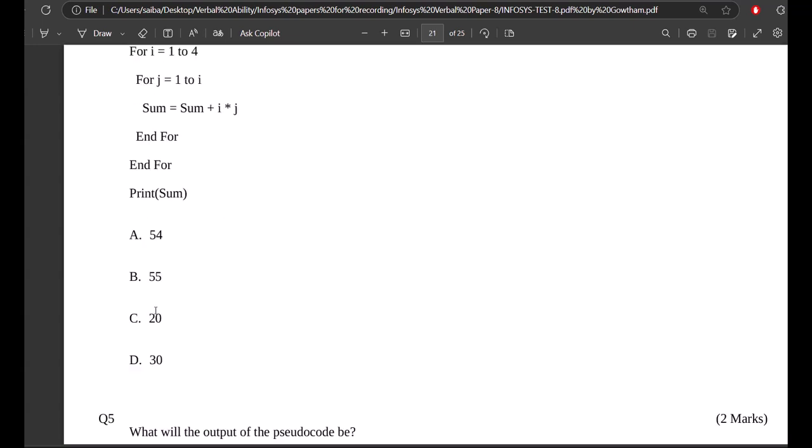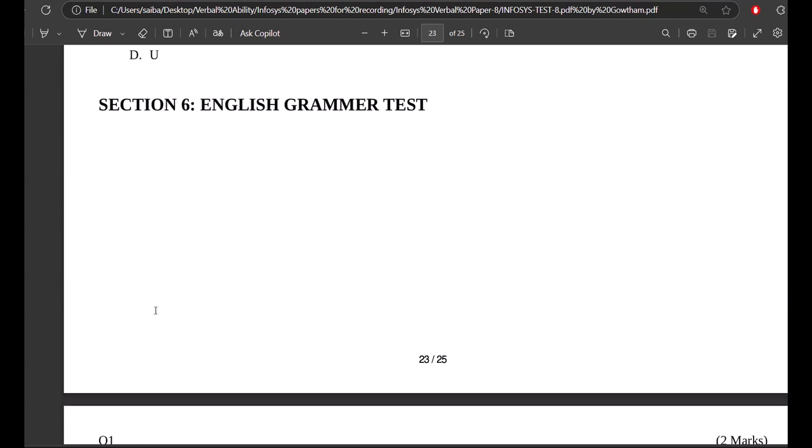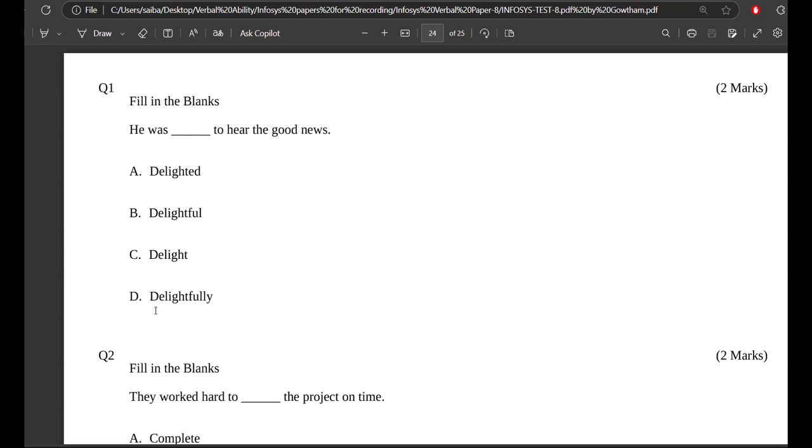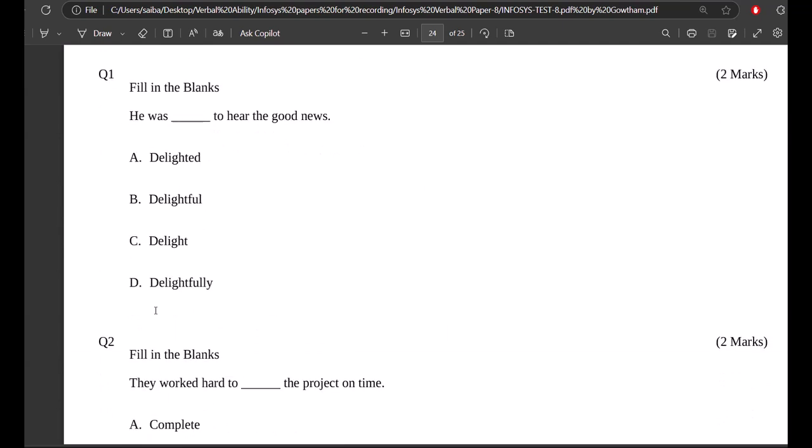So now we will see the grammar questions, English grammar test. The first blank we have here is in English grammar test section 6. He was delighted to hear the good news. He was delighted to hear the good news because delighted is a verb form that fits here, whereas the other option, delightful, is an adjective. It is not appropriate here. We need to use the verb form. Delight is a noun, not appropriate. Delightful is an adjective. So all these three options are incorrect.